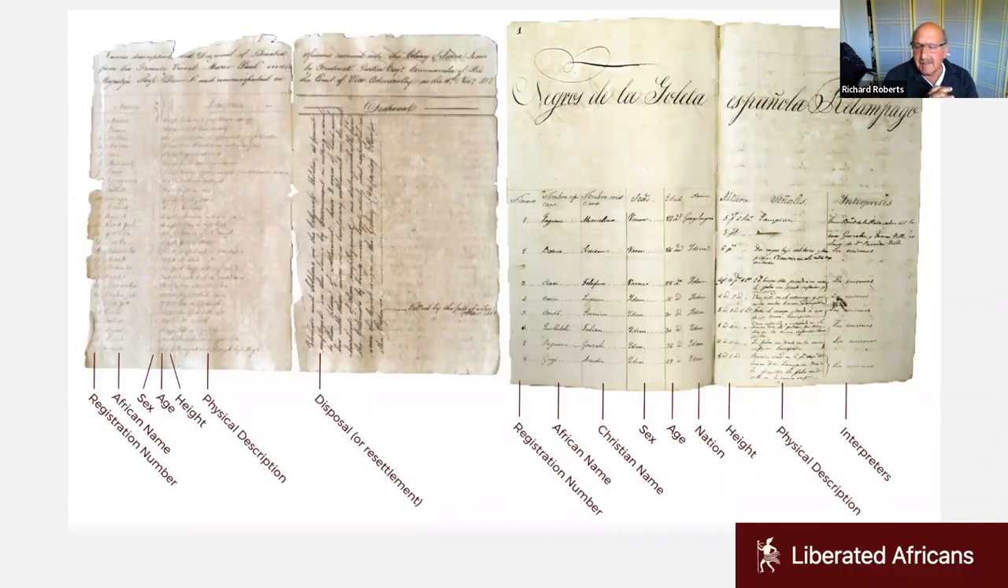This is a slide from a database, a liberated Africans database. And it shows the ways in which these Africans who were captured on slave ships and liberated are being recorded. And these registers of liberation are useful in comparing them to what we have and what we're using in the Senegal Liberation Project.